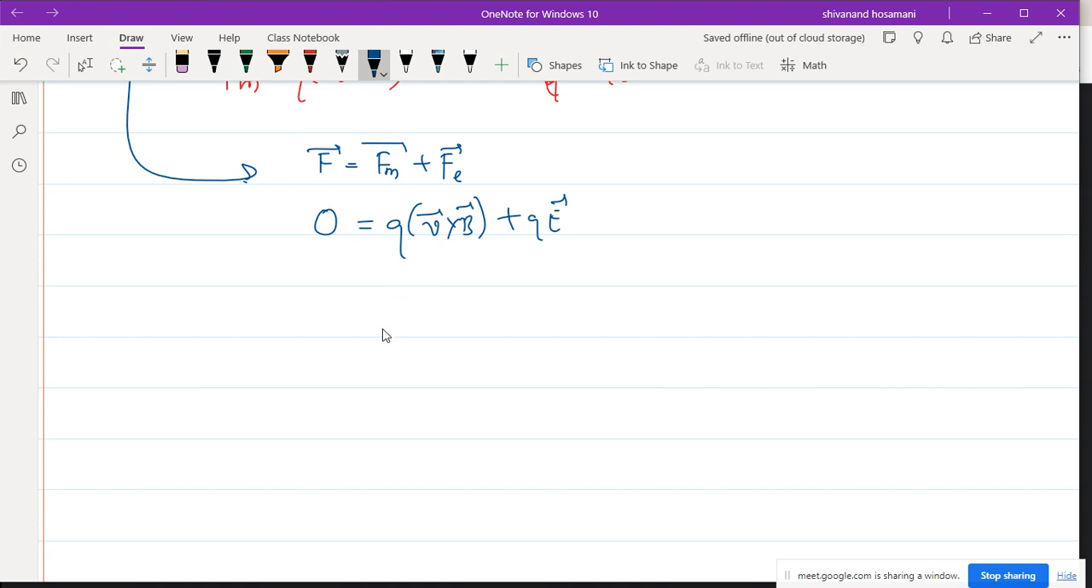Then q cancels and I can redefine that E is equal to minus (v cross B). So this is the electric field and magnetic field relation.